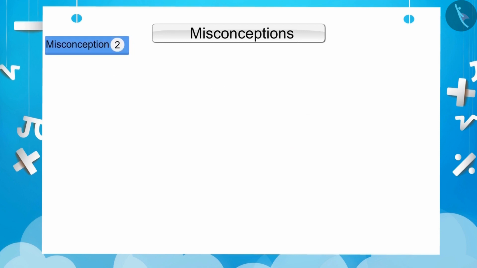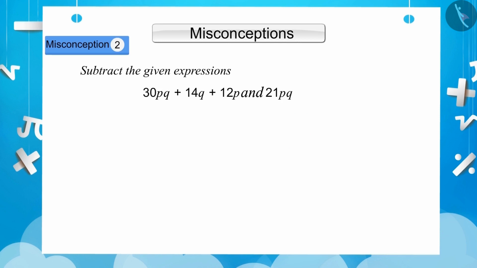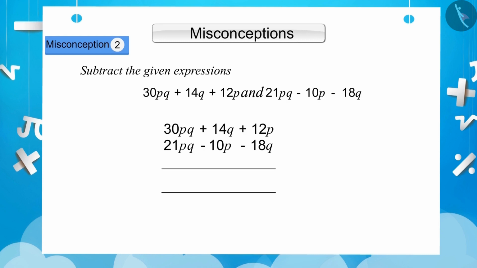Misconception 2. Subtract the given expressions 30pq + 14q + 12p and 21pq - 10p - 18q. Often children forget to change the sign of the terms written below and do not keep the like terms in the same line, which makes the answer wrong.